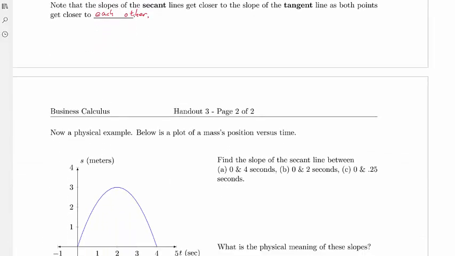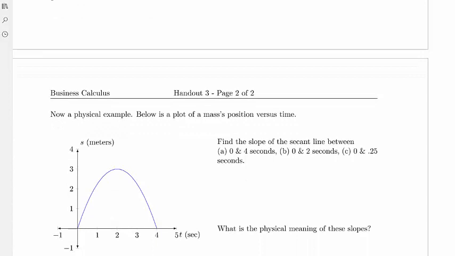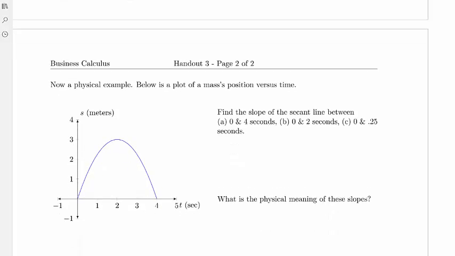Okay, now let's go ahead and look at a physical example. I know this is business calculus, but a little bit of physics does kind of help us see what's going on, and we're not going to get very deep into it. All right, so we're going to start by trying to find the slope of the secant line between 0 and 4, then 0 and 2, and then 0 and 0.25. So let's go ahead and start off.